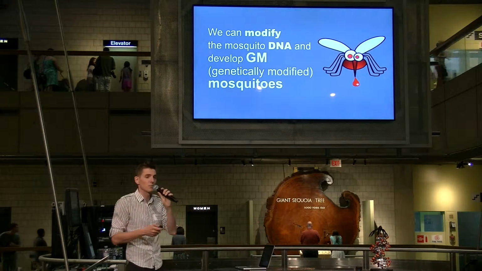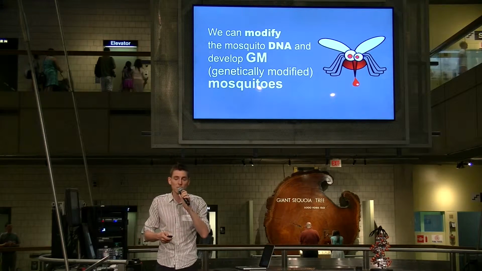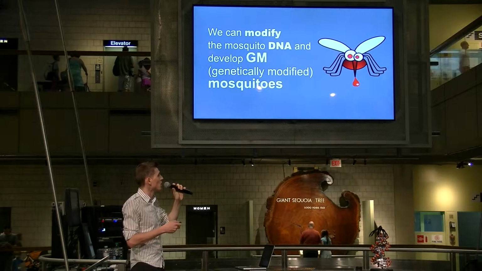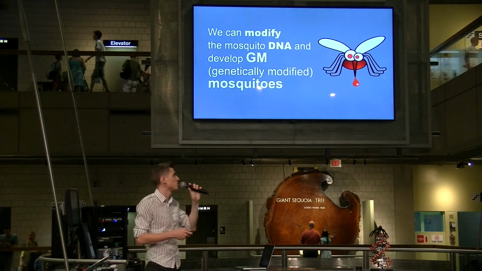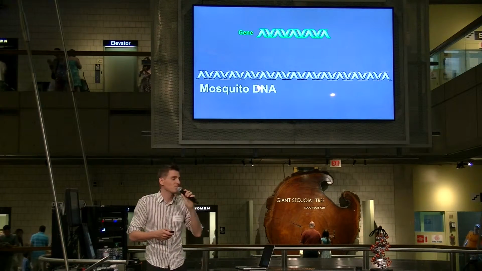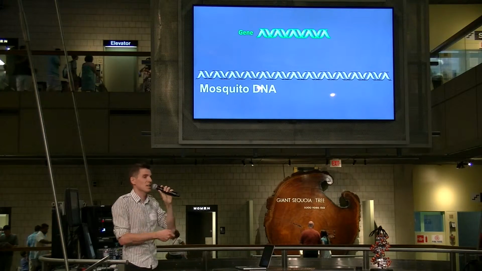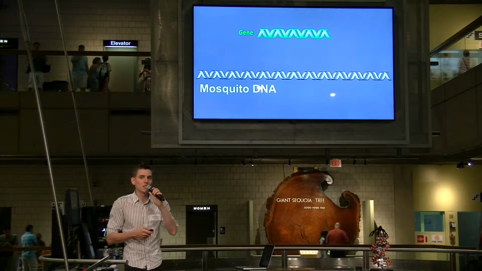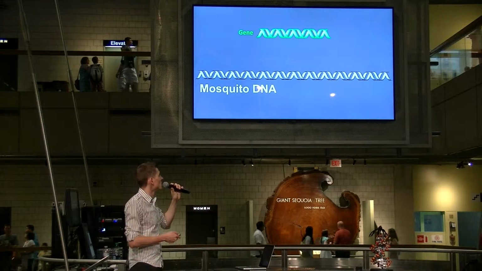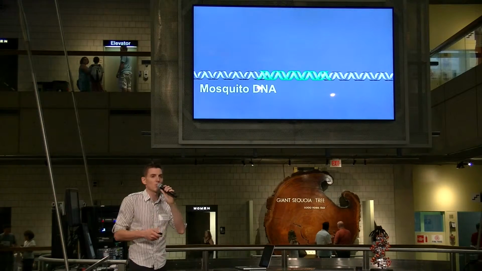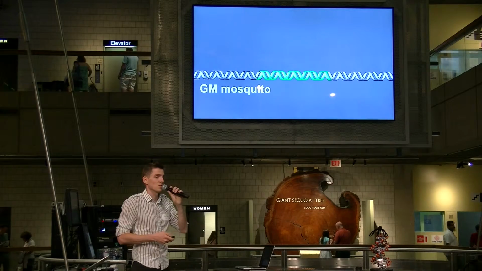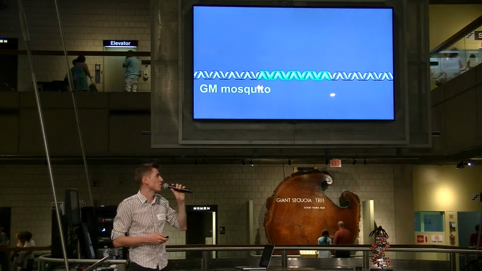So we can modify mosquito DNA and create genetically modified mosquitoes, or GM mosquitoes. And hopefully these will stop the transmission of disease. And what do we mean by genetically modified mosquitoes? Well, if we take a look at the mosquito DNA, it's the blueprint that the mosquito uses to make all of its legs and wings and things like that. And genetic modification is the introduction of genes from another animal, another system, and putting those into the mosquito so that we end up with a genetically modified mosquito.